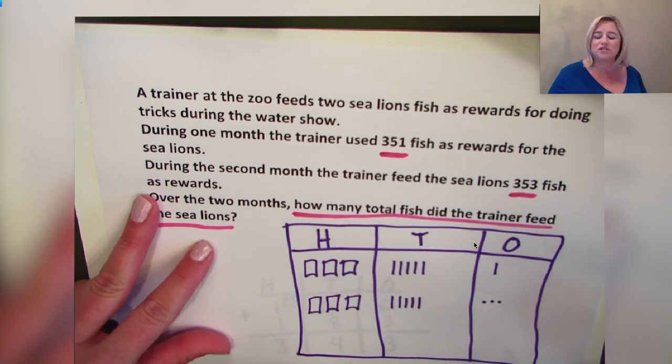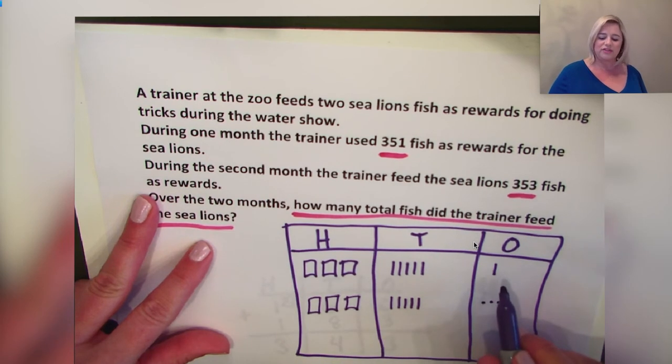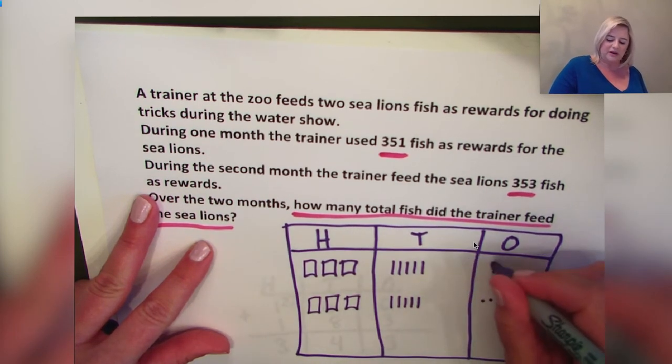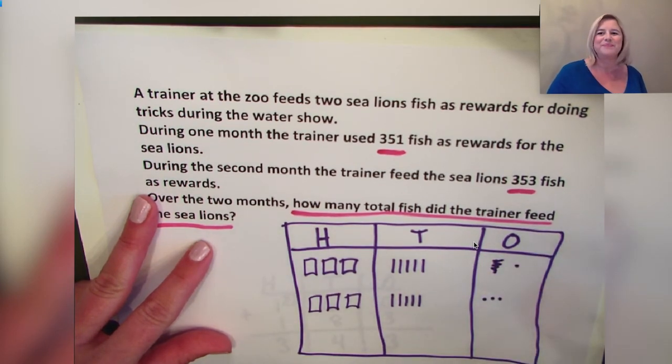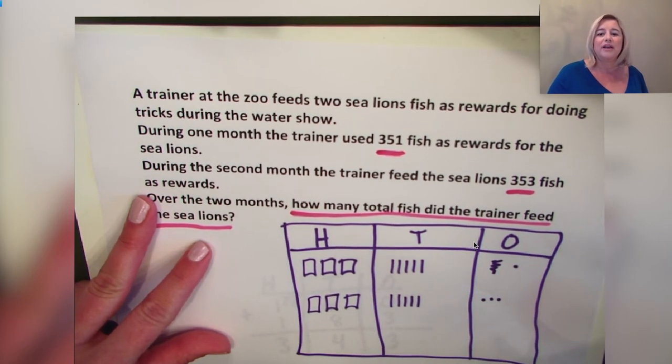Oh, boys and girls, did you see the mistake I made? I just saw that I did a base 10 block up there. This is why you always need to use a pencil. So I'm going to go ahead and correct that. Okay, so how do we find the total number of fish?